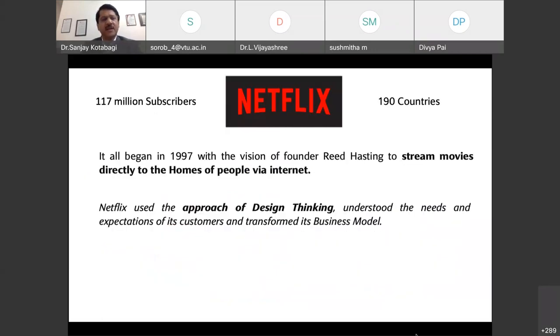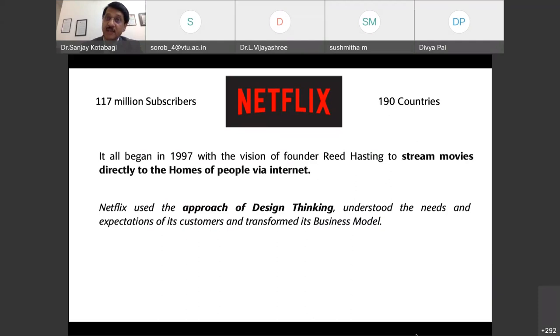Like this, we have many. Netflix has used it left and right. It used it to understand the needs and expectations of its customers and transformed its business model. See, Netflix initially was in a very bad shape, but presently it has 117 million subscribers spread over 190 countries.